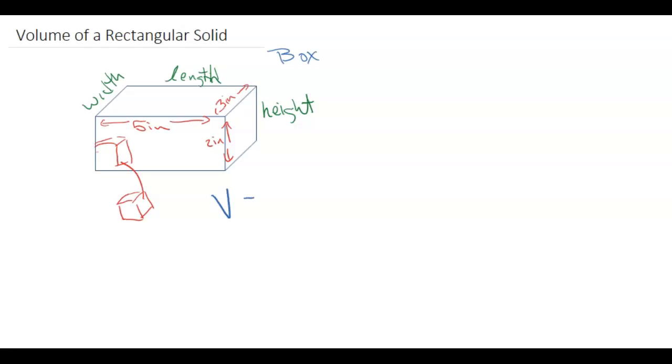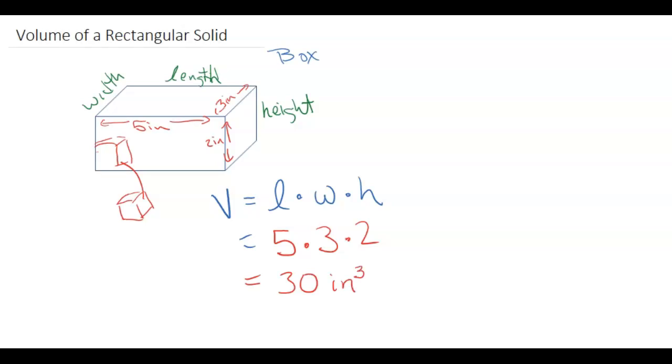So for a rectangular solid, the volume is always the length times the width times the height. So for this particular solid, it would be 5 times 3 times 2. And I can put that into my calculator and get out 30. The units would be, in this case, inches cubed, because now we're talking about little cubes. Or we could say 30 cubic inches.